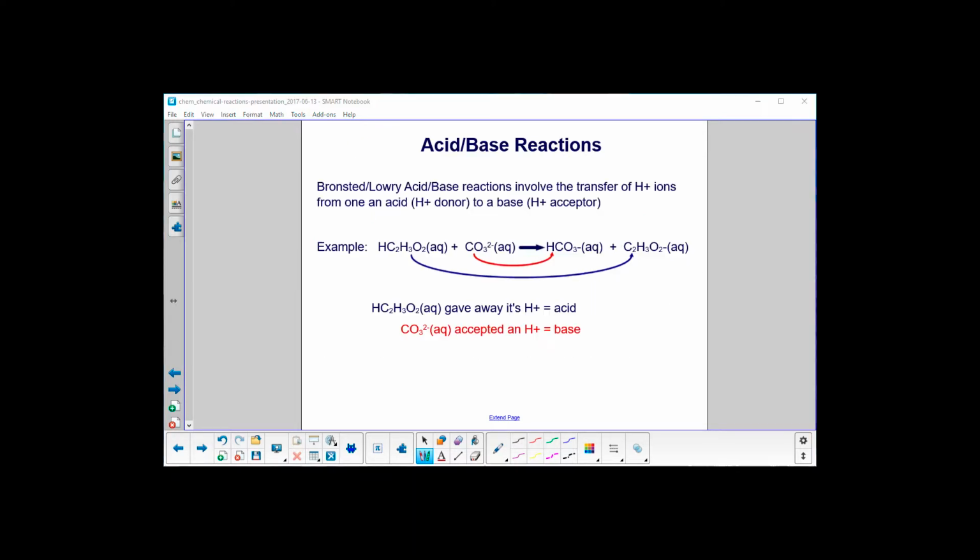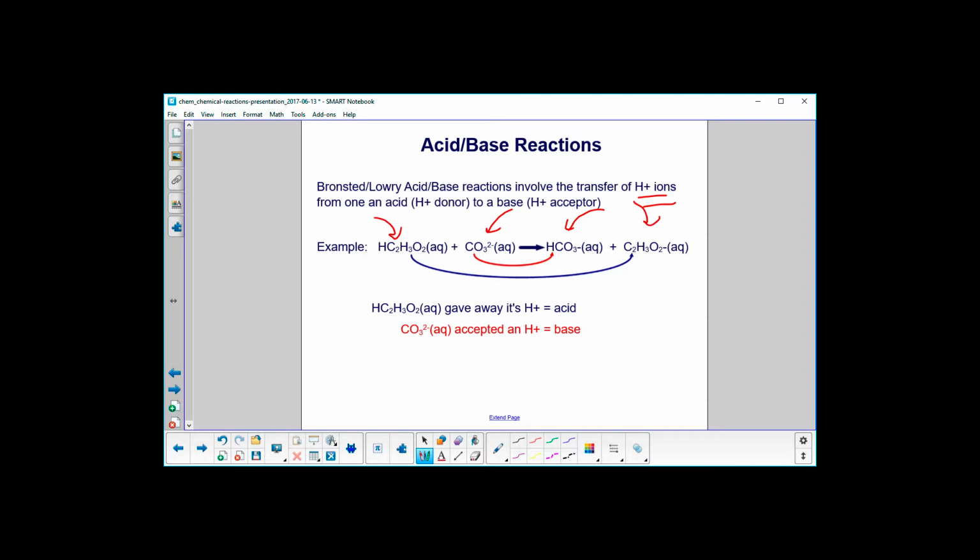Bronsted-Lowry acid-base reactions involve the transfer of H+ ions, hydrogen ions, from one acid, which is the H+ donor, to a base, which is the H+ acceptor. So over here, we have acetic acid. Here, we have the carbonate ion. They react, and we get a bicarbonate ion. And over here, we have acetate.